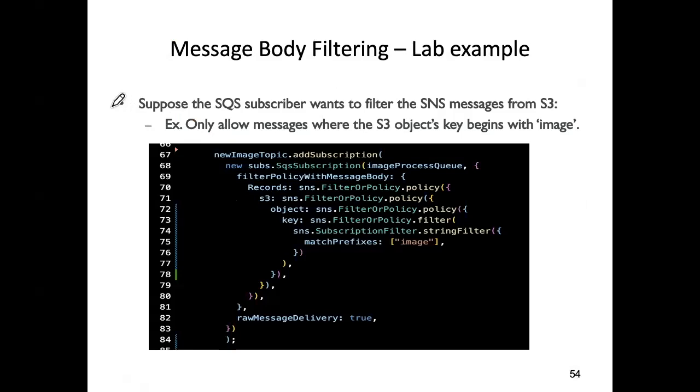Let's suppose this is our objective. We only want to allow messages where the S3 object key, in other words the file that was uploaded to the S3 bucket, begins with image. To put it in plain language, we only want messages to get through to my Lambda where the file that was uploaded has a name that begins with image.